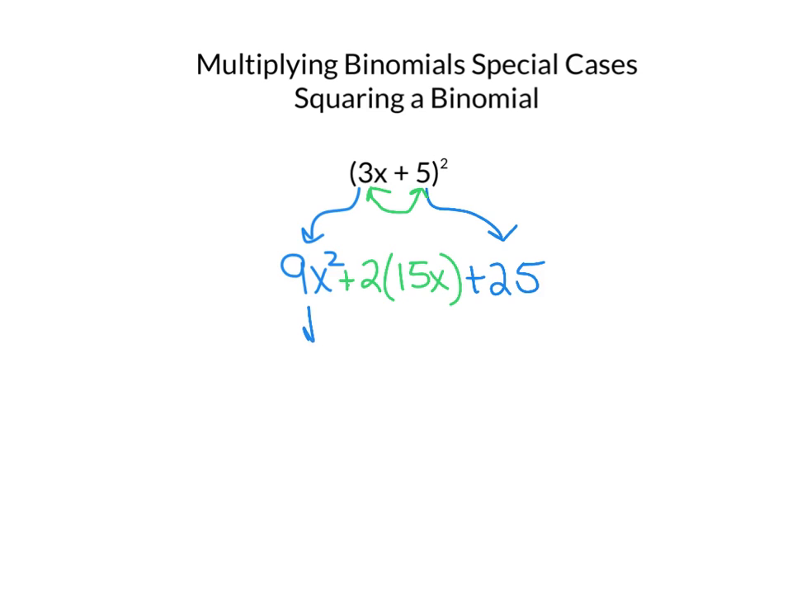All right, so let's bring that 9x squared down. Let's simplify 2 times 15x. 2 times 15x is 30x, and since it's positive, I'm going to do plus 30x. And I'm going to bring down that plus 25.